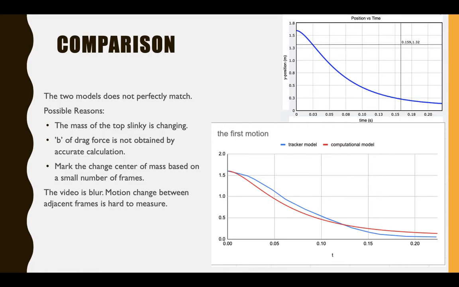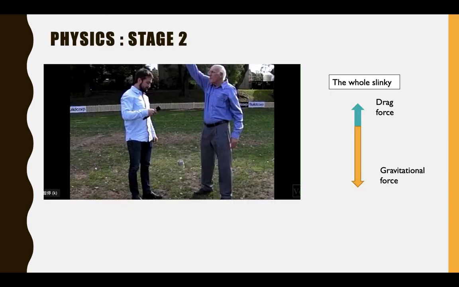And third, the change of the center of mass is marked based on a small number of frames. This video is very blurry, so the motion change between adjacent frames is very hard to measure. So I skipped some frames to measure the motion of the center of mass, which makes this prediction much more inaccurate. Here is stage 2.